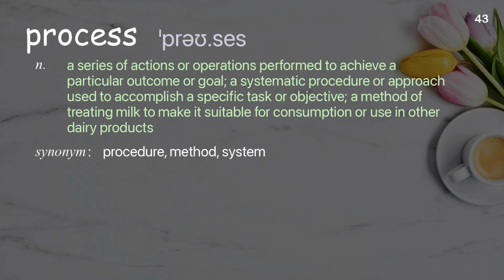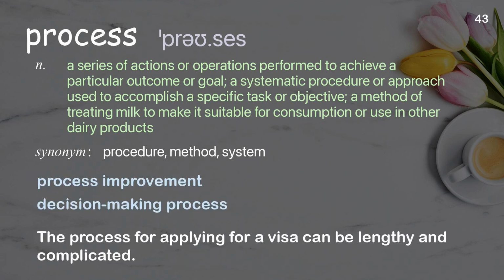Process. A series of actions or operations performed to achieve a particular outcome or goal, a systematic procedure or approach used to accomplish a specific task or objective, a method of treating milk to make it suitable for consumption or use in other dairy products. Examples: Process improvement. Decision-making process. The process for applying for a visa can be lengthy and complicated.